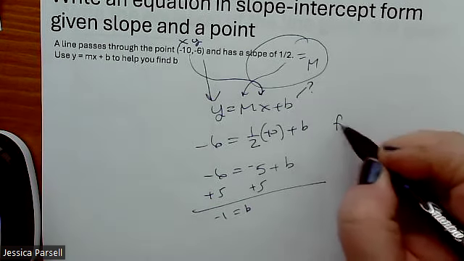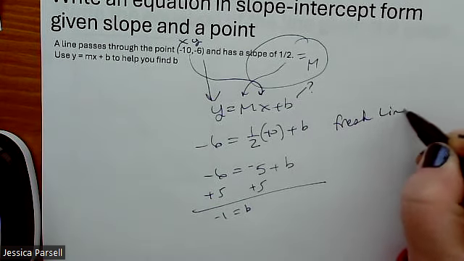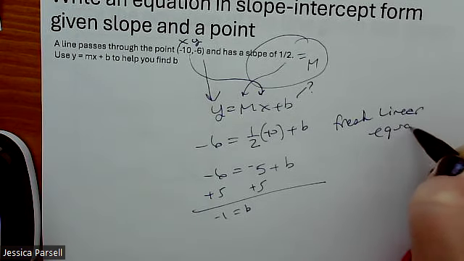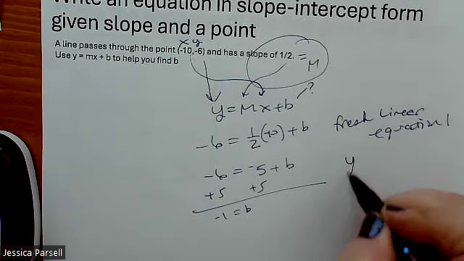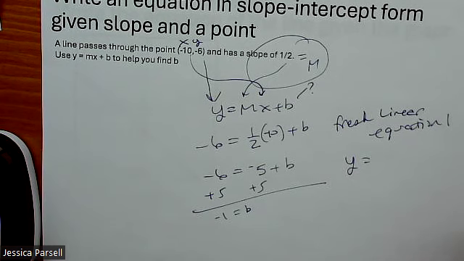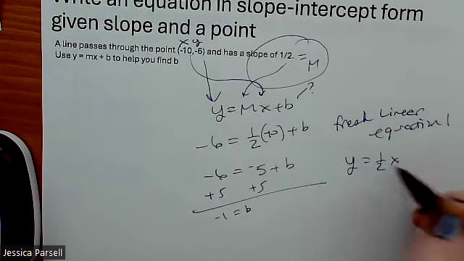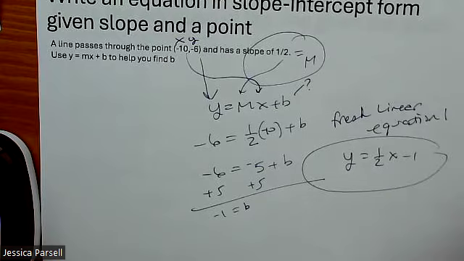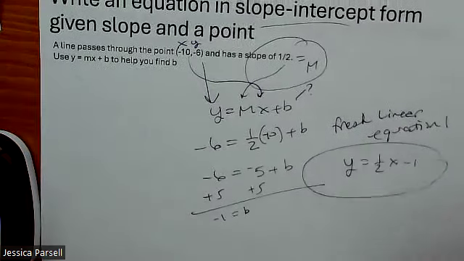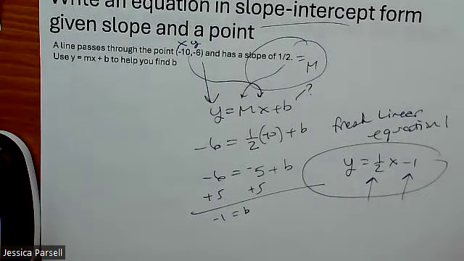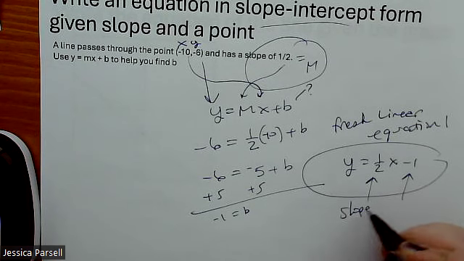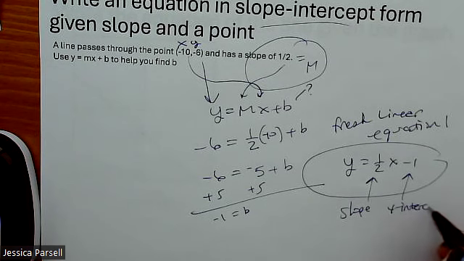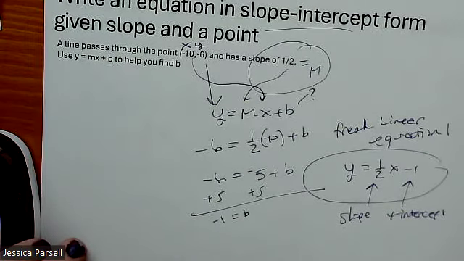So now we're going to rewrite a fresh linear equation. Okay, so y equals, we need some slope. Well, that's 1/2. X comes next, we need a y-intercept. Well, that's negative 1. So now we've written a fresh linear equation in what's called slope-intercept format. So here's slope, here's the y-intercept. Slope and y-intercept.